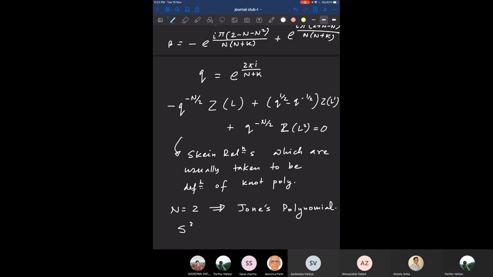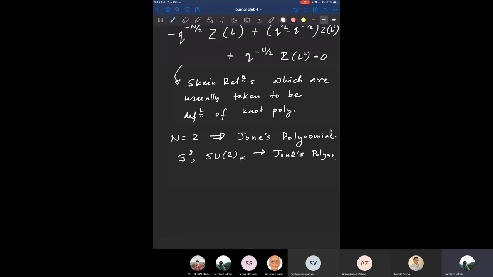So essentially, S3 and SU(2) at level k gives you the Jones polynomial. But one of the interesting parts about this entire analysis is that it also works for a general three manifold, not just S3. So this can serve as an introduction point to the question of what happens if you embed knots in other kinds of three manifolds, since usually knots are considered in S3.